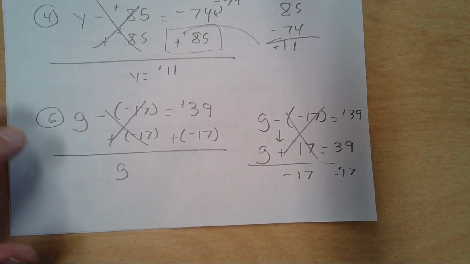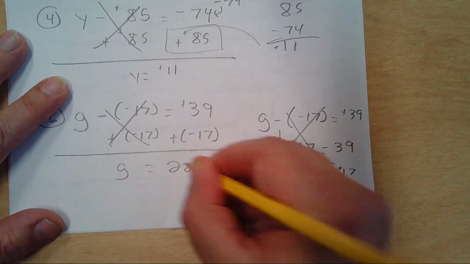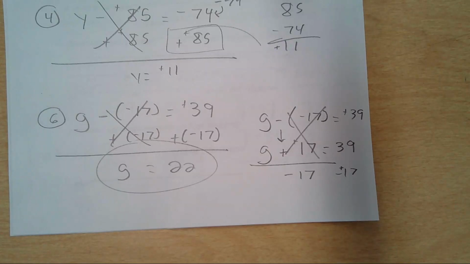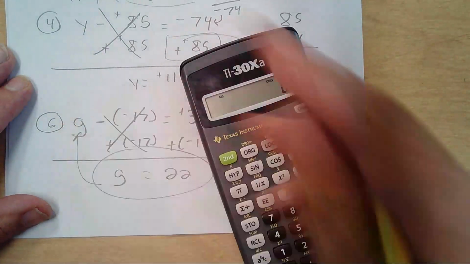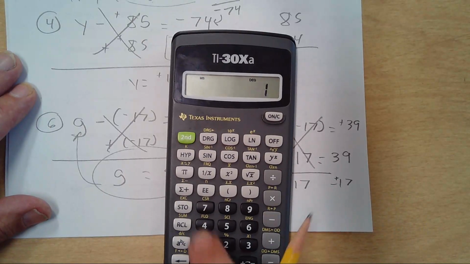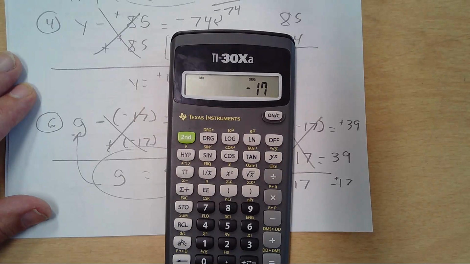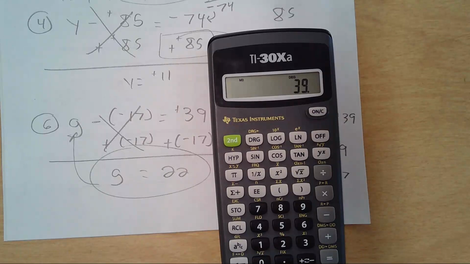So either way, your solution is 39 plus negative 17. G should equal a positive 22. Let's go. In the end here. And if I go into my calculator, punch it in, G is 22. 22 minus negative 17 equals positive 39. So when I test it on my calculator, it works out.